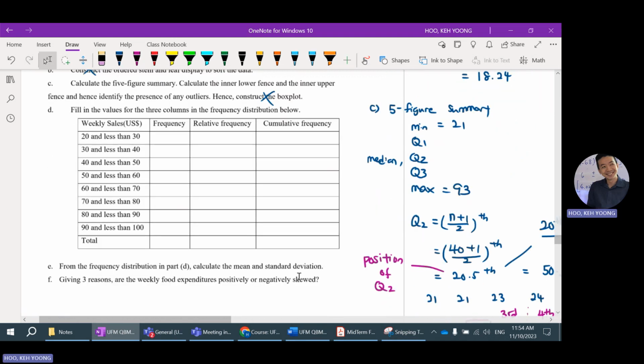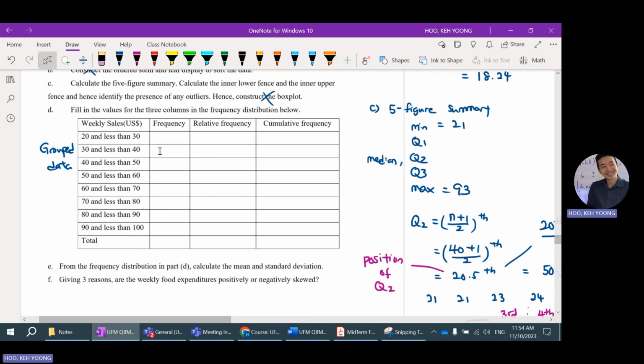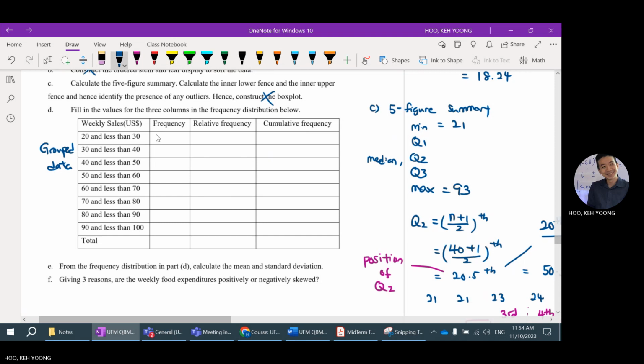Fill up this table because later on for question E, you need to calculate using this table. This table is transforming the ungrouped data to grouped data. We group our data into class intervals. Can you tell me the frequency of each class? 5, 6, 7, 3, 2, 1. So the total is 40.